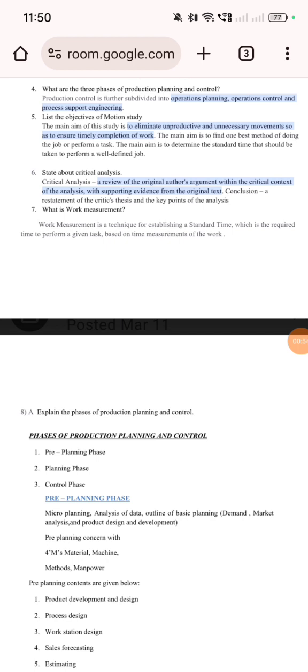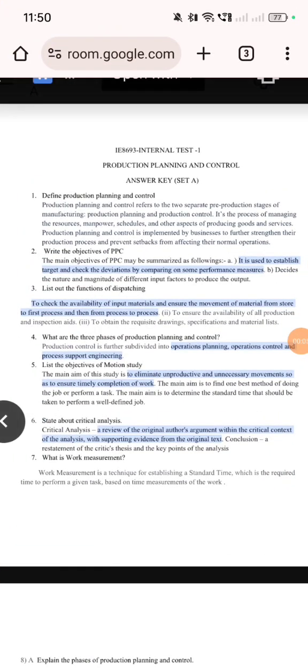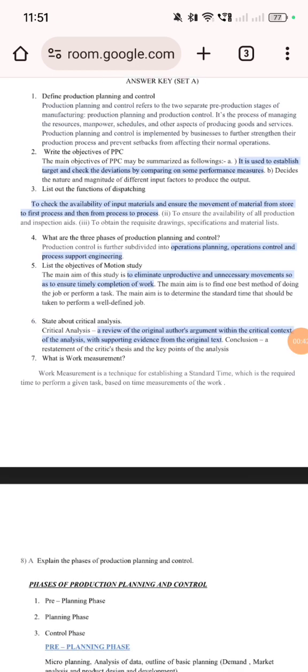Then the next question is, state about critical analysis. Critical analysis essentially involves reading and thinking widely about an issue in order to develop a deep understanding and a point of view in relation to the issue. The review of the original author's argument within a critical context of the analysis, with supporting evidence from the original text, is the main point of critical analysis.